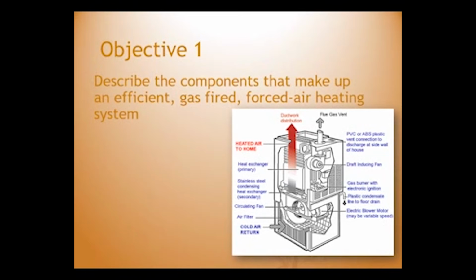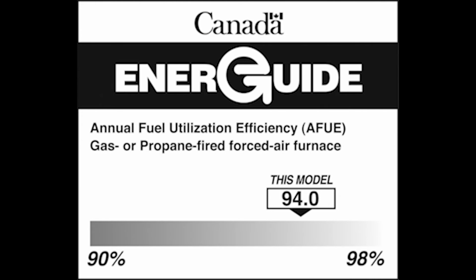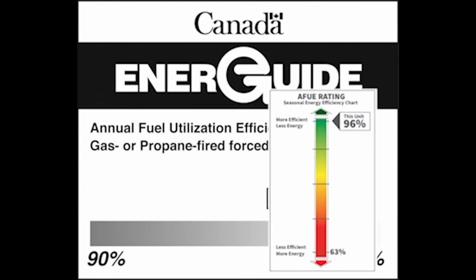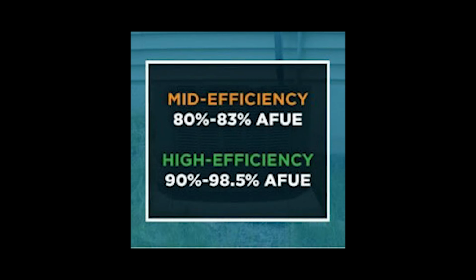And then they are further categorized by their efficiency ratings called the Annual Fuel Utilization Efficiency, or the AFUE rating. The AFUE rating refers to how well the appliance will convert the heat created by burning the gas into the heat used by the building itself. In the last module, we discussed standard furnaces which have an AFUE rating of anywhere between 55% and 78%.